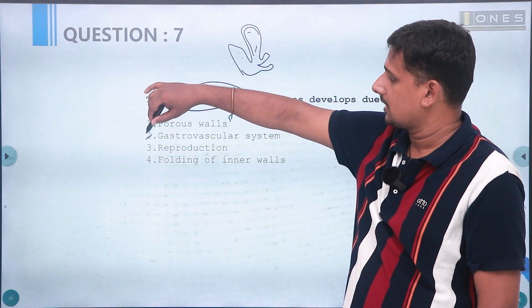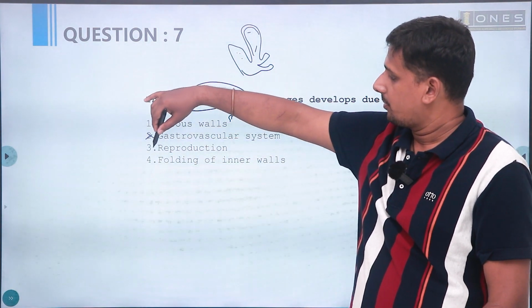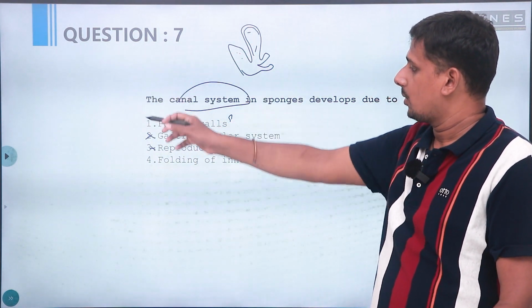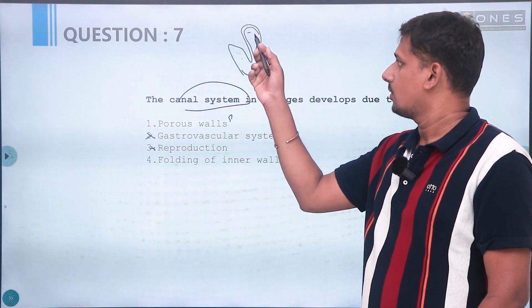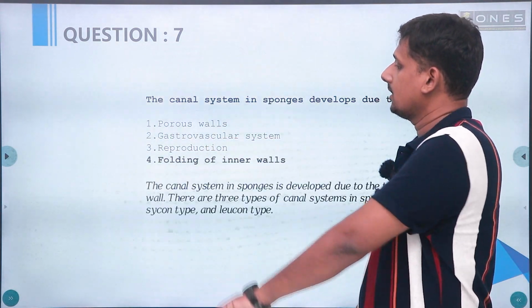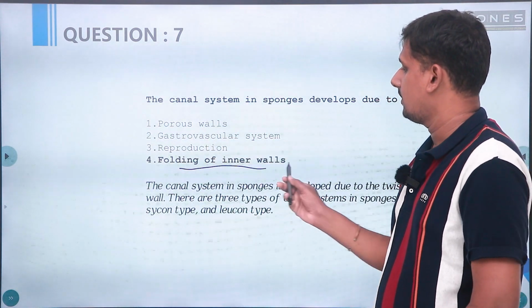They don't have a proper gastrovascular system. ഒരു പ്രോപ്പർ ആയിട്ടുള്ള റീപ്രൊഡക്റ്റീവ് സിസ്റ്റം ഇല്ല. പോറസ് വാൾ ആണോ ഫോൾഡിംഗ് ഓഫ് ഇന്നർ വാൾസ് ആണ്. സോ ഇന്നർ വാൾസിന്റെ ഫോൾഡിംഗ് ആണോ എന്നാണ് ചോദിച്ചിരിക്കുന്നത്. So the right answer is folding of inner walls.